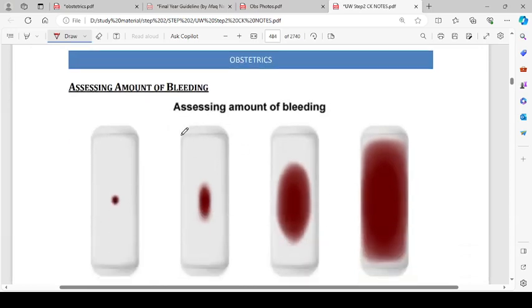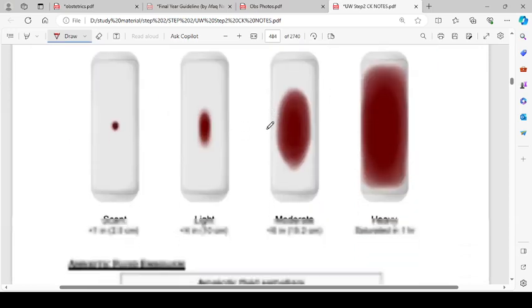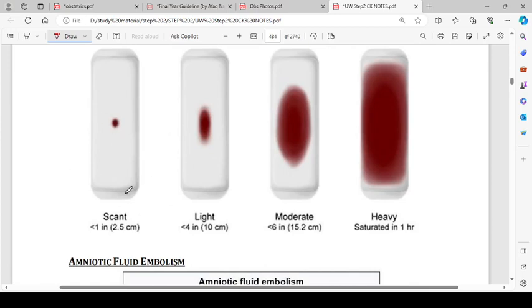Then we have assessing the amount of bleeding. The amount of bleeding on pads: scant is less than 1 inch, 2.5 centimeters. Light bleeding is less than 4 inches, 10 centimeters. Moderate is less than 6 inches, 15.2 centimeters. Heavy is saturated in 1 hour.